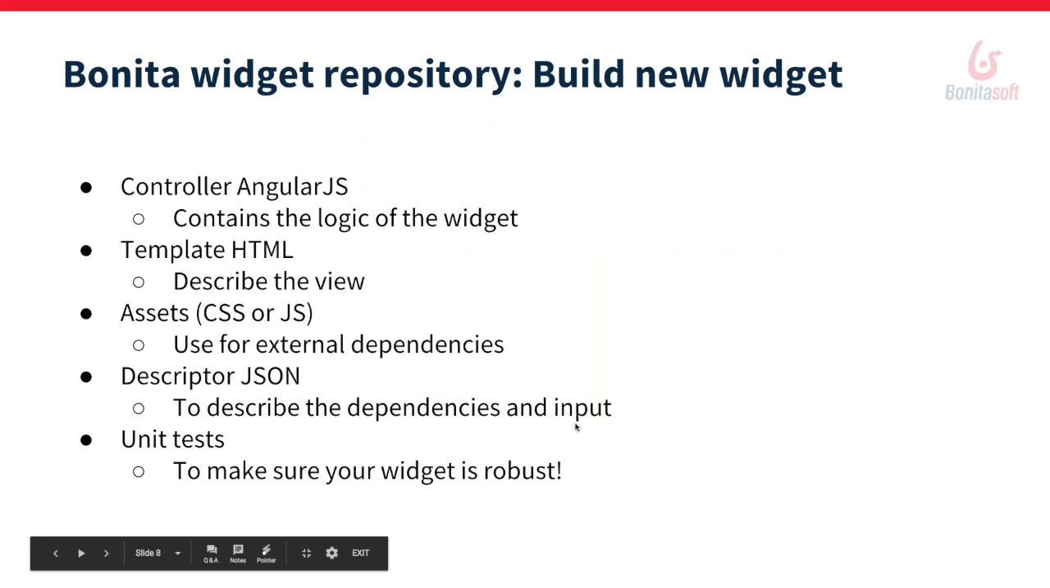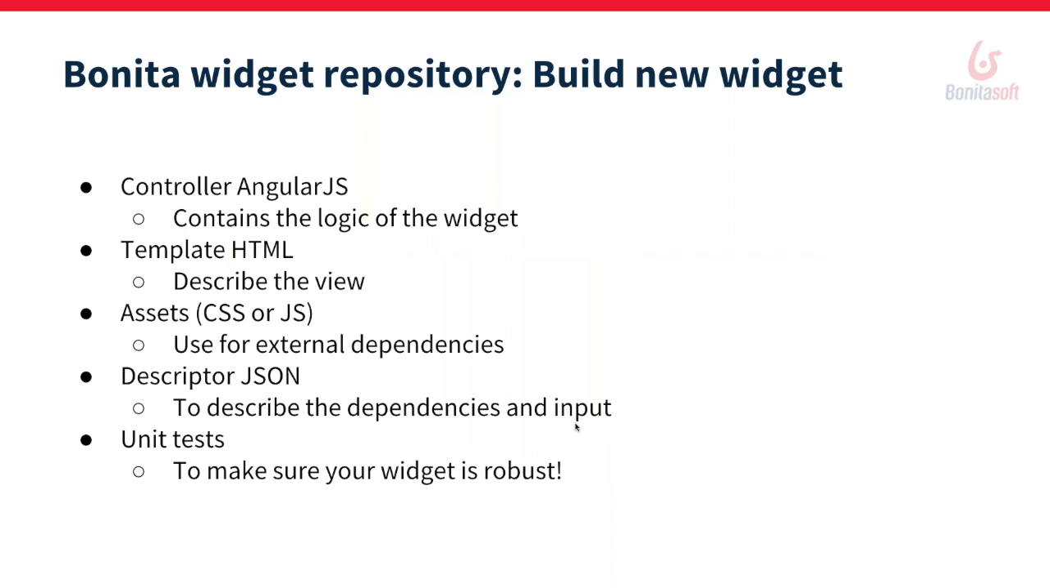If you want to build a new widget, here's what you would have to do. Write an AngularJS controller to describe the logic of your widget, write the HTML template to describe the visual part of your widget, import all the assets that your widget depends on, and describe the widget, so the name, the properties, the modules, the assets, using a JSON format. That descriptor is documented in the Bonita Widget Repository, if you are wondering what the options are to describe the widget. And finally, you have to write unit tests to make sure your widget is robust.